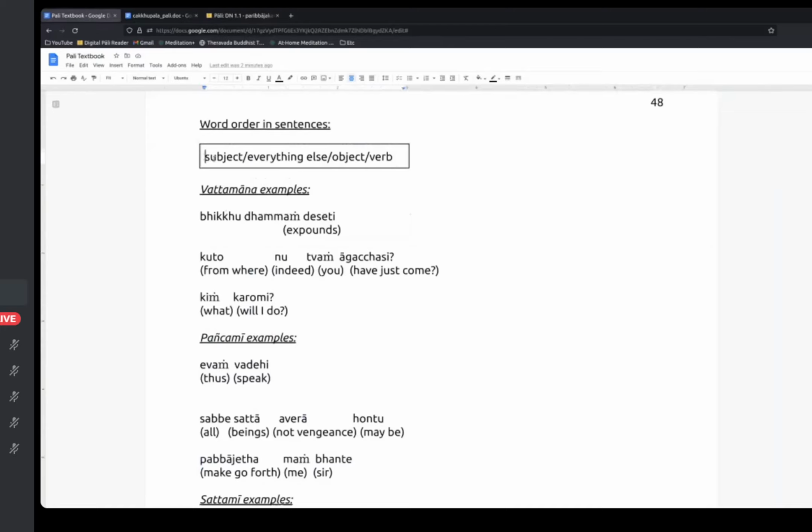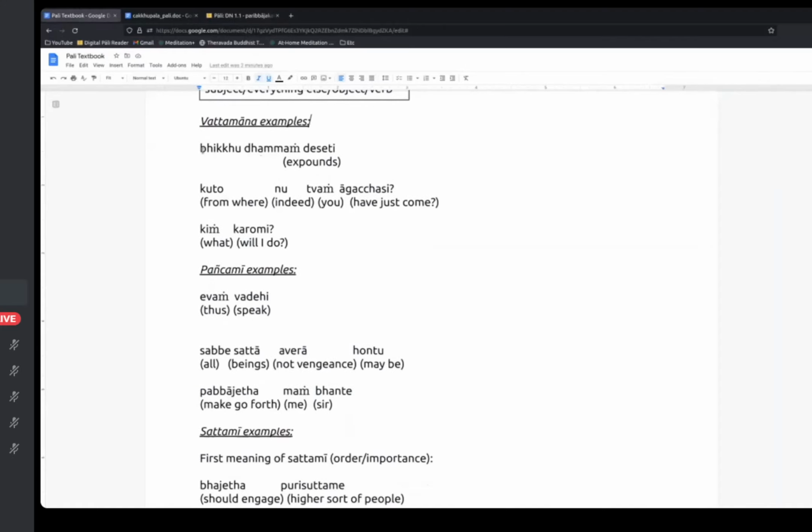So, okay, I've mentioned this already. This is just me putting it in the textbook. The general word order in sentences is subject, everything else, object, verb. And we've seen already that that isn't usually adhered to, but it is the theoretical order. All right, so here's Vattamana. The Bhikkhu expounds the Dhamma.